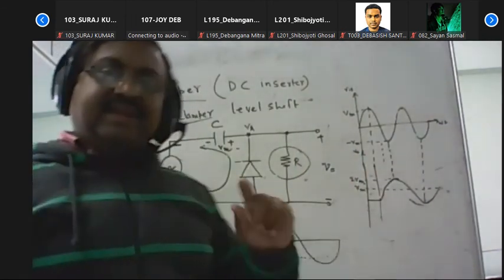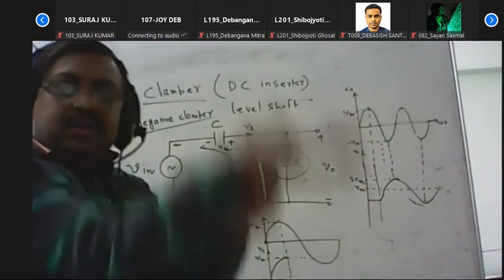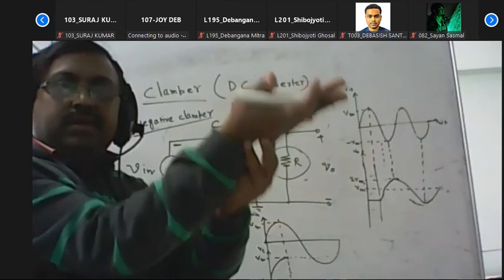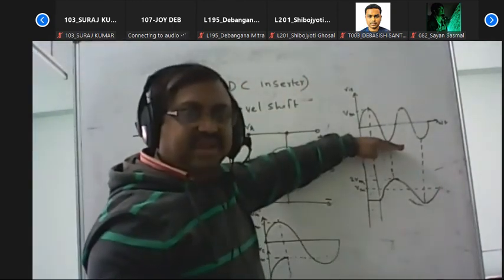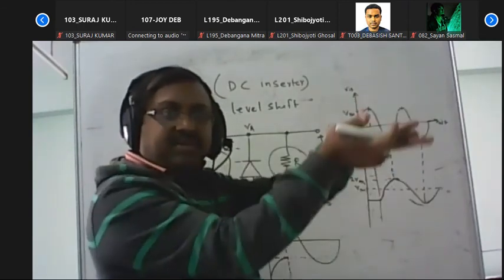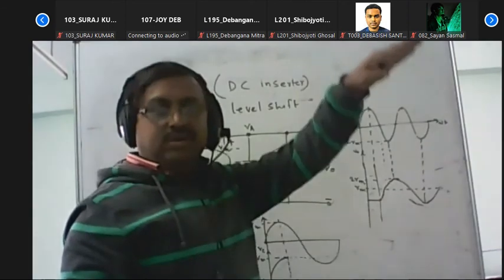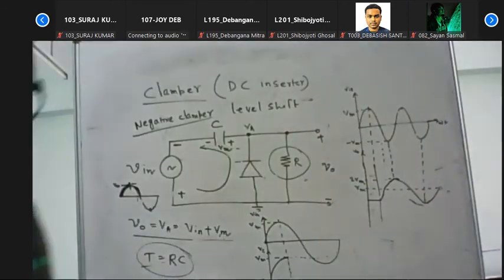So in that case, the signal will be shifted upward. Here the minimum value of the signal is minus VM. We can just add the DC level plus VM and it will be shifted upward. So that is the example of positive clamper circuit.